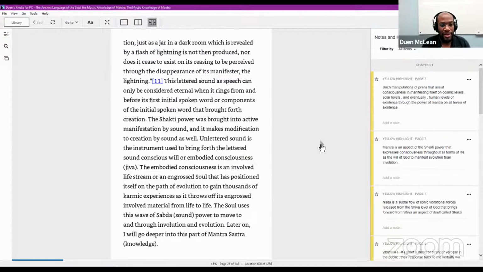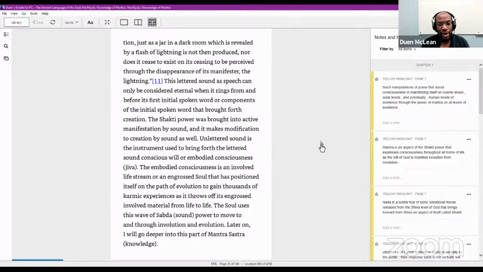Such manifestation, just as a jar in a dark room which is revealed by a flash of lightning, is not then produced, nor does it cease to exist on the ceasing to be perceived through the disappearance of its manifestor, the lightning. This lettered sound as speech can only be considered eternal when it rings from and before its first initial spoken word or components of the initial spoken word that brought forth creation.